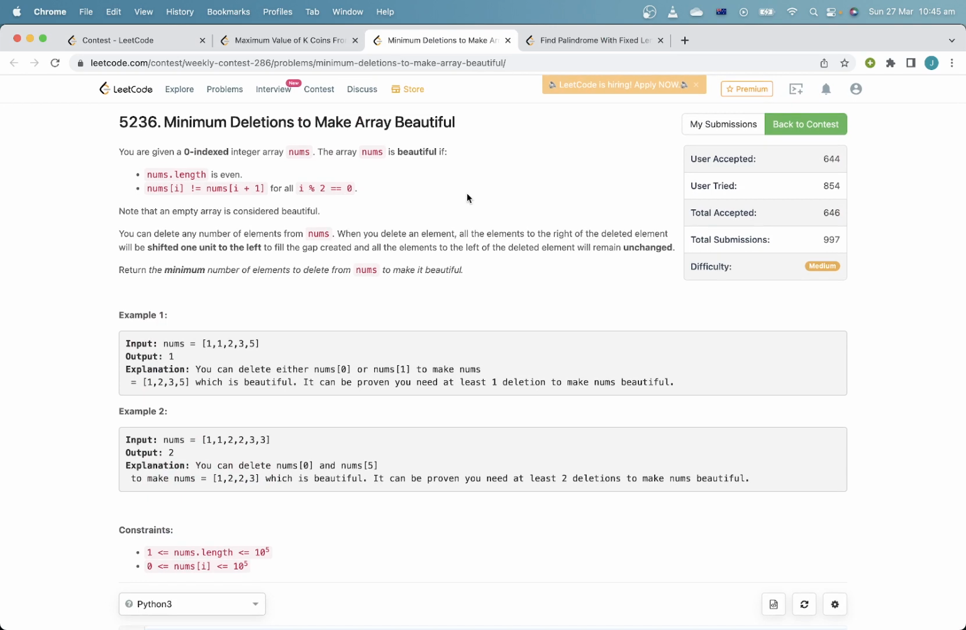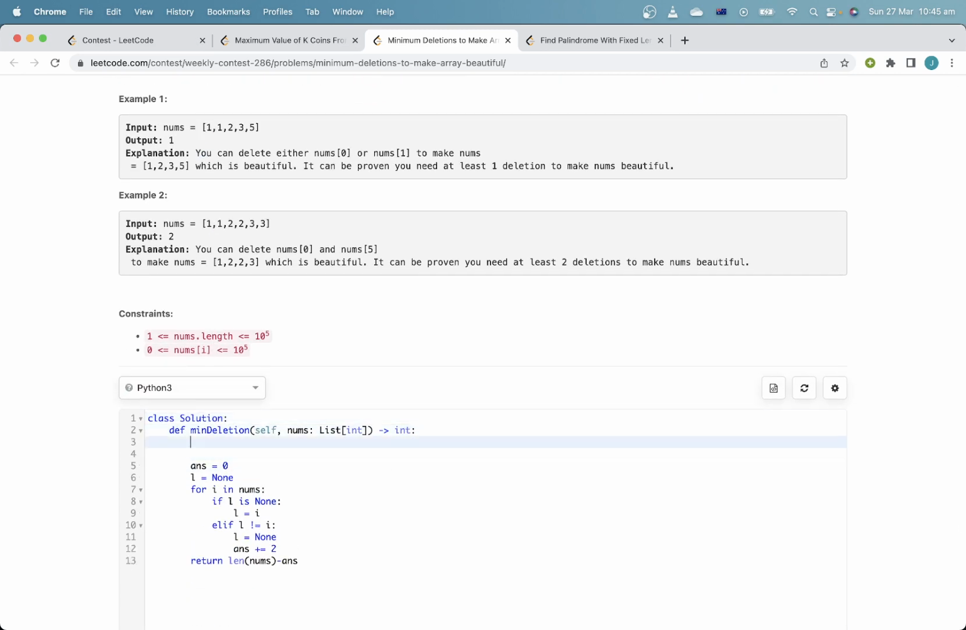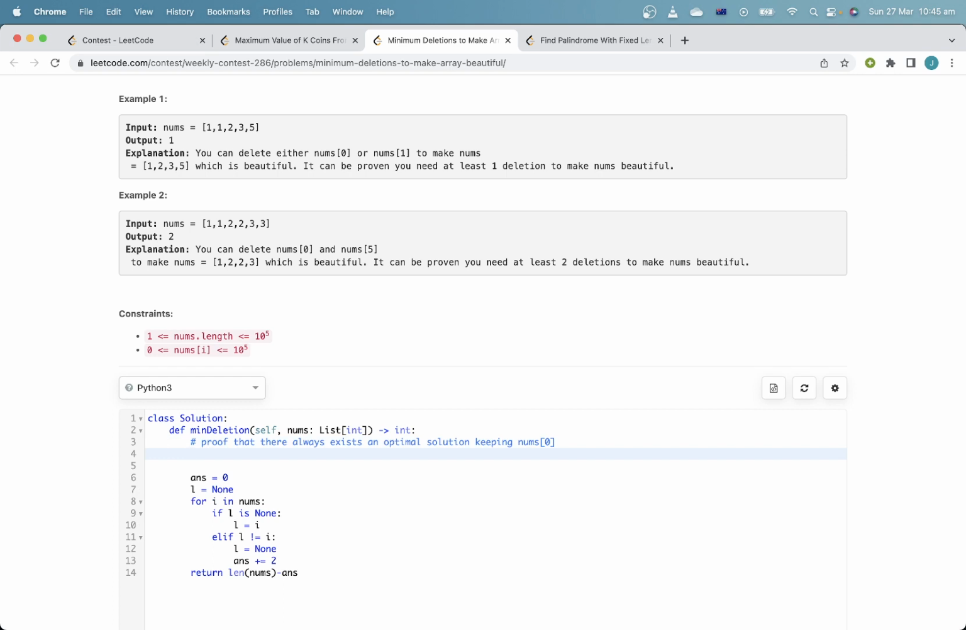In this one, this is a greedy problem. Basically, the main idea is in this array, we should always choose this element as the first element. And that's because there's really no reason not to choose this one as the first element. If we want to do this more formally, I think we can prove it by contradiction. So we can prove that there always exists an optimal solution keeping nums 0. As a contradiction, let's say that no optimal solution keeping nums 0 exists.